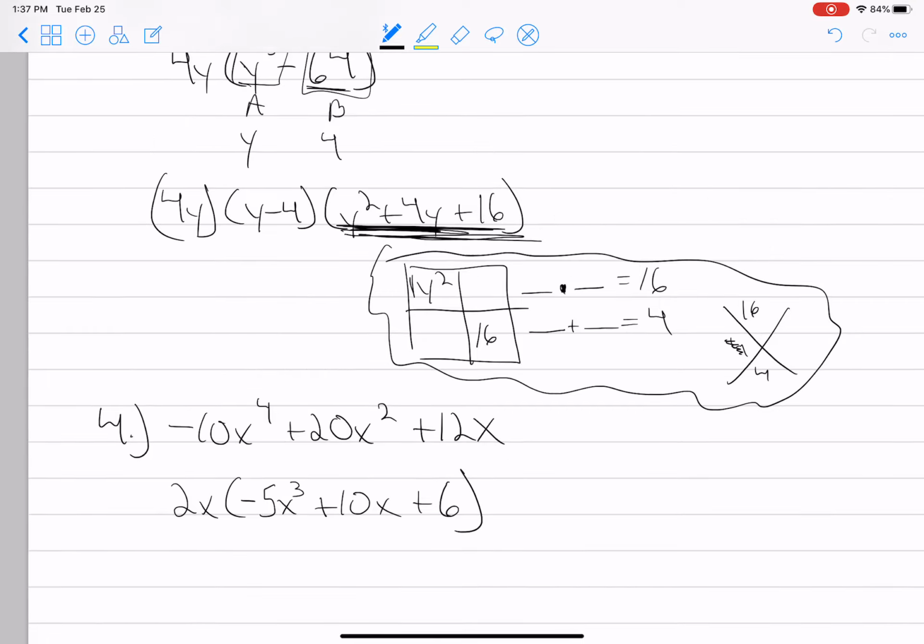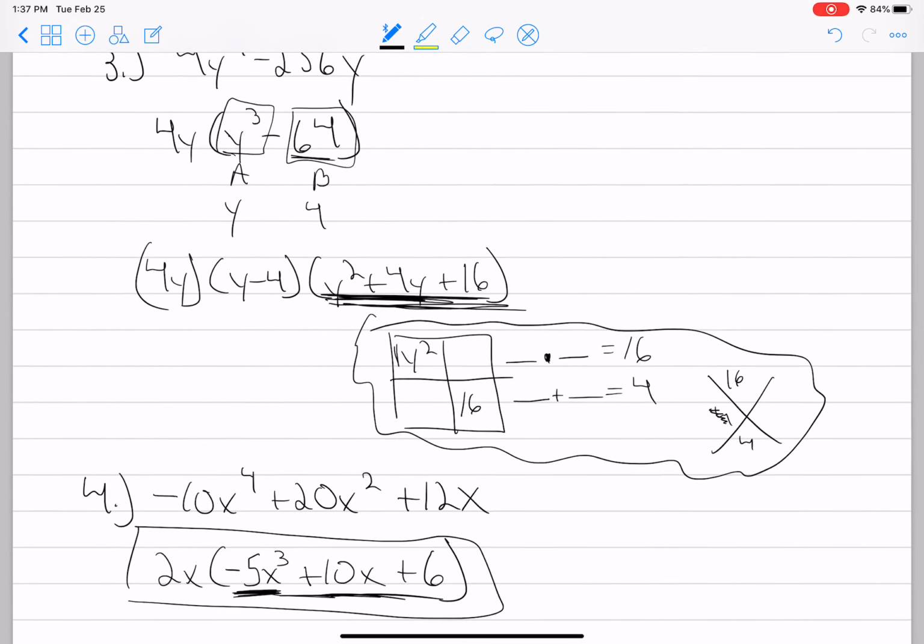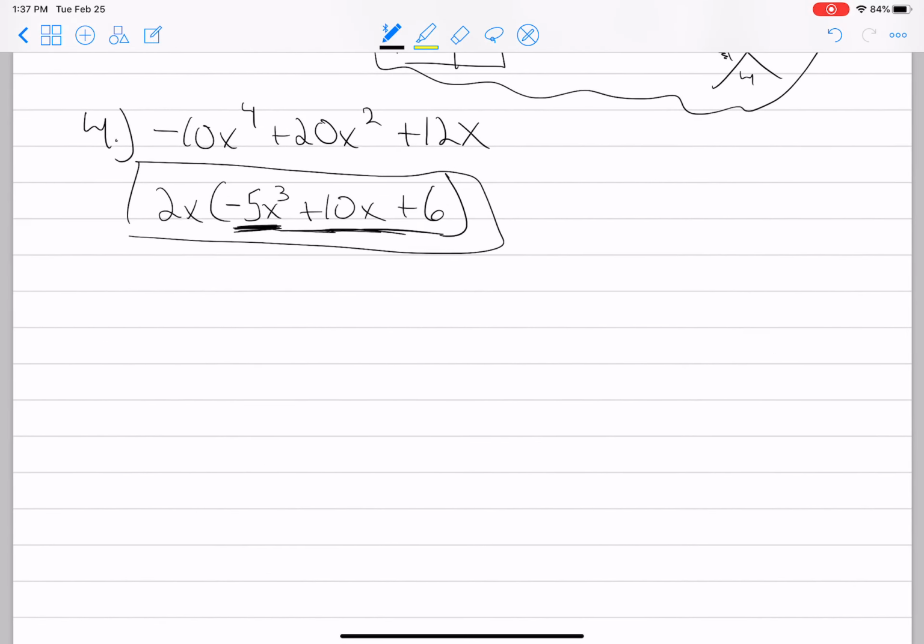I see 3 terms, so I'd want to check to see if that's a quadratic trinomial. But this is not quadratic, so there's nothing I need to do with that. At this point, I'm done. I don't know how to do anything else with 3 terms that's not a quadratic. So this is my final answer. It wasn't the last one. There is one more. Here's your last one.